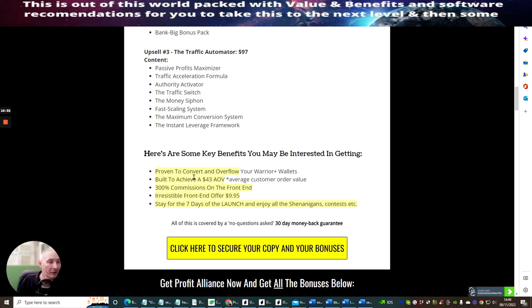Okay, so you're going to get proven to convert and overflow your Warrior Plus wallets, built to achieve $43 AOV, which is the average customer order value, 300% commissions on the front end, irresistible front end price of just $9.95, and stay for the 7 days of launch and enjoy all the shenanigans, the contest, etc.